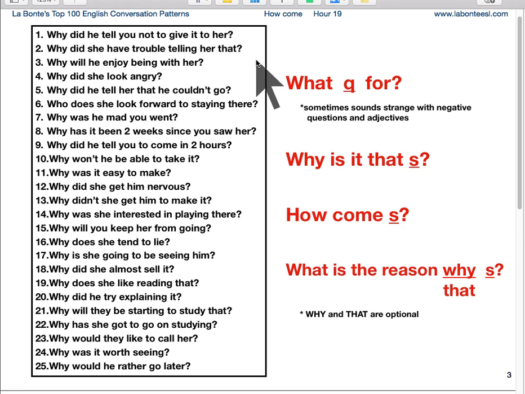Plus, it helps to practice the patterns that we've learned in the first 19 hours. So you will find patterns in each of the questions that are patterns that you previously learned, and once again will help you to familiarize yourself with not only the patterns with why, but the patterns that you learned in the first 19 hours.